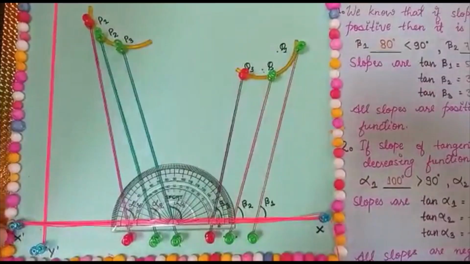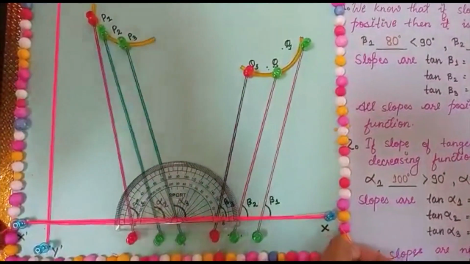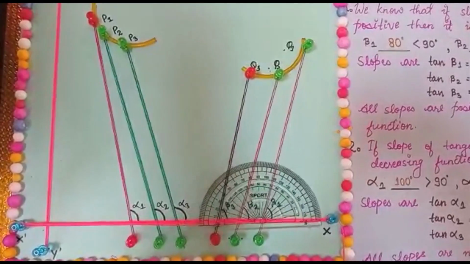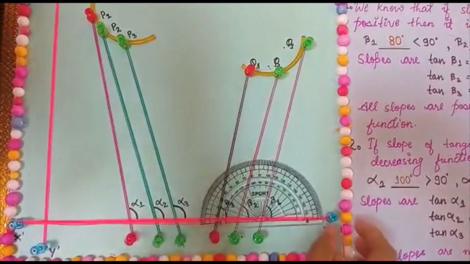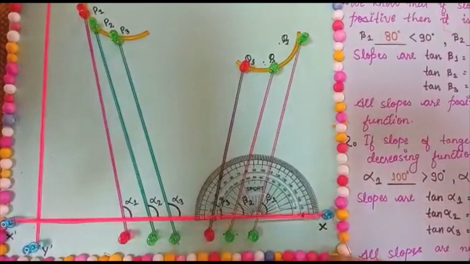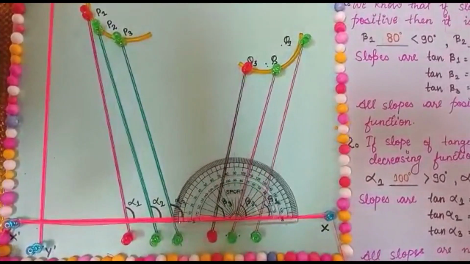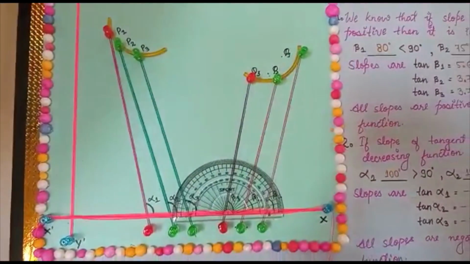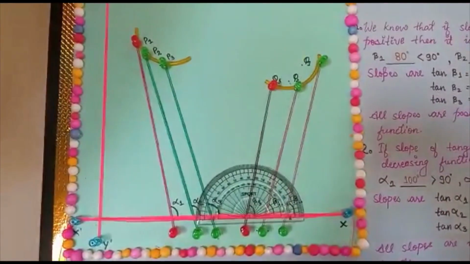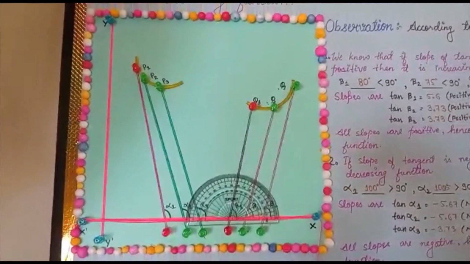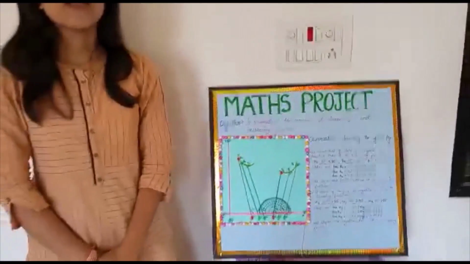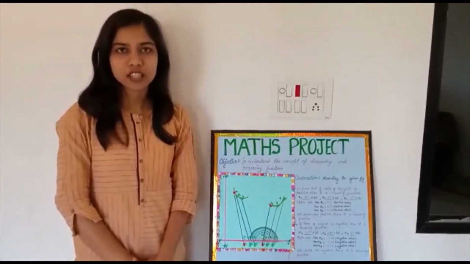In the second curve, we see the values beta 1, beta 2 and beta 3. The value of beta 1 is less than 90 degrees. Similarly, the value of beta 2 is also less than 90 degrees, and the value of beta 3 is also less than 90 degrees. It means that tan theta lies in the first quadrant. If tan theta lies in the first quadrant, the values are positive. It means that our curve shows an increasing function.